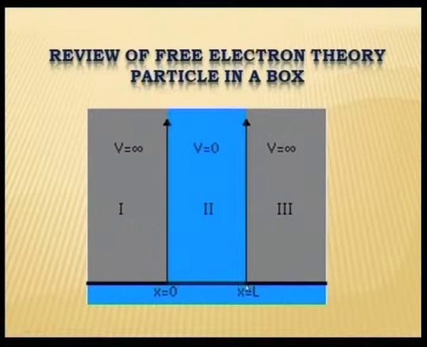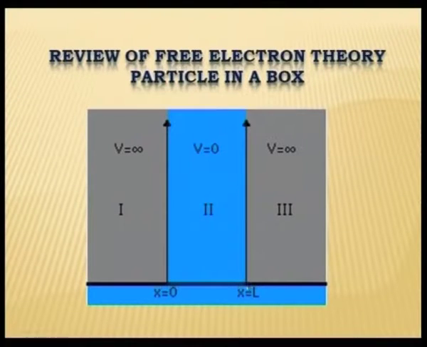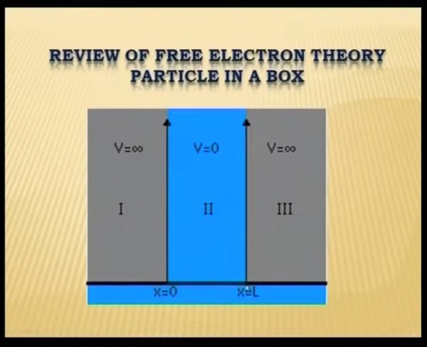The boundary conditions are these: when the electron is found here, can you find the electron at the end points? If you have the electron here, what will happen to the energy? The potential energy will go to infinity. Can I allow the potential energy to go to infinity? If the potential energy goes to infinity, the total energy will go to infinity. So, you should not allow the electron to be found here.